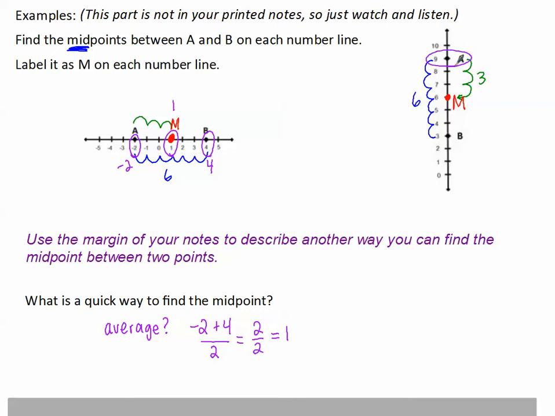What about over here? Point A is at 9. Point B is at 3. 9 plus 3 divided by 2. 9 plus 3 is 12, and 12 divided by 2 is 6. Well, where did our midpoint land? That's right, it landed at 6. Did you think of that, or did you think of another way?